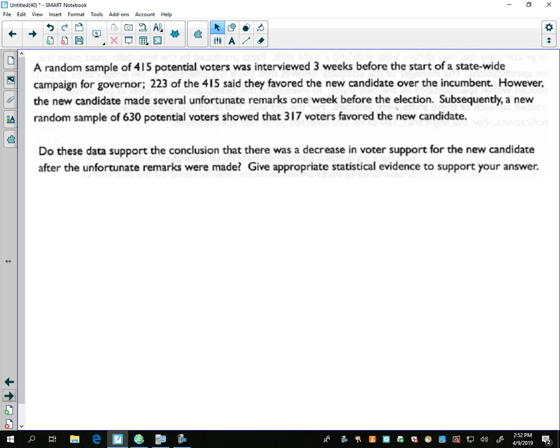So now again, I know that this is a significance test and not a confidence interval because they're saying does the data support the conclusion that there was a decrease.